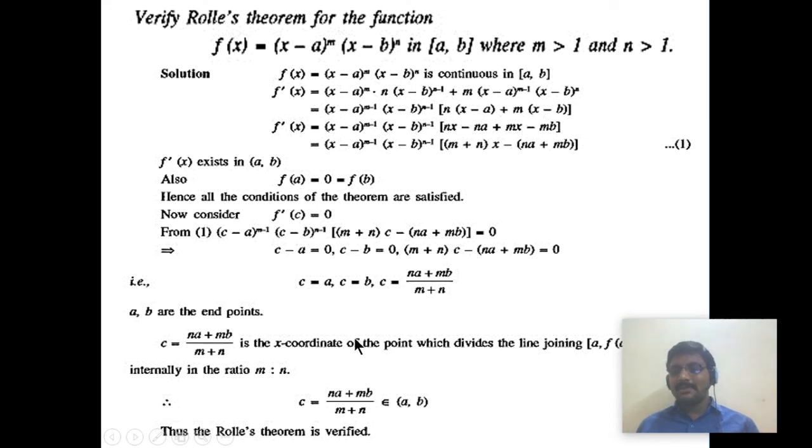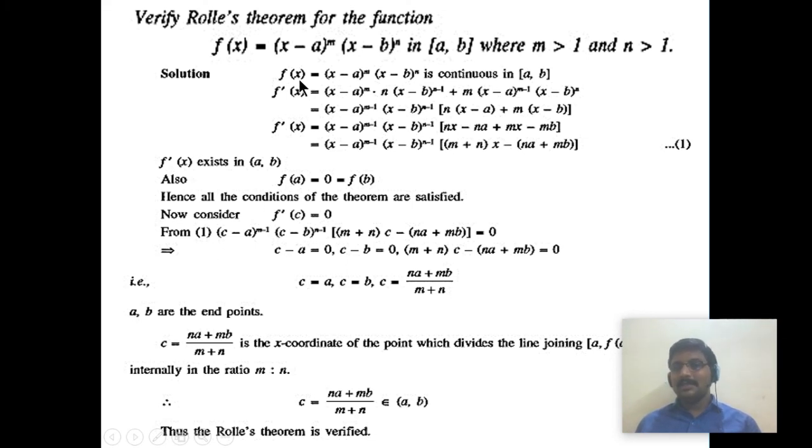If we take m, n as 1 comma 1, clearly we will have a plus b by 2, that is the arithmetic mean of a and b, which clearly lies in the open interval a comma b. Thus we can generally say that mb plus na by m plus n also lies in the open interval a comma b. So Rolle's theorem is clearly verified. Here m, n are positive integers. We have to take only positive integers, that is m greater than 1 and n greater than 1. Then only the c values exist in the open interval a b. Thus Rolle's theorem is clearly verified.